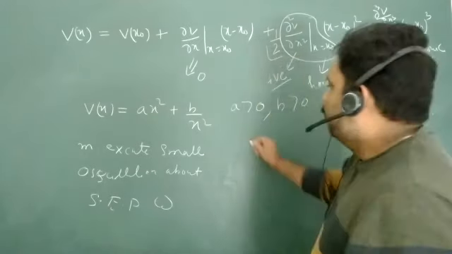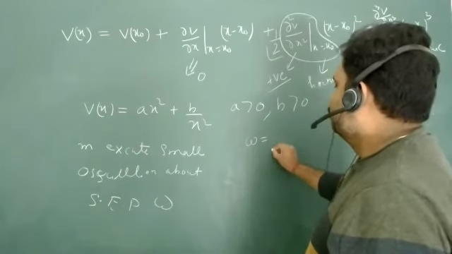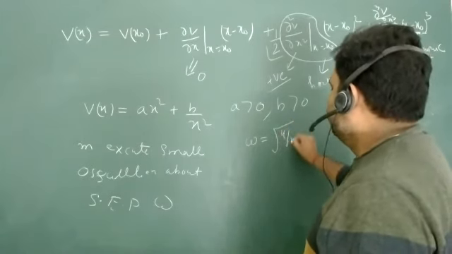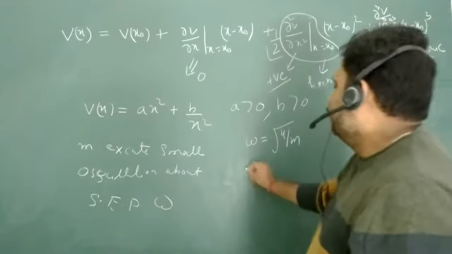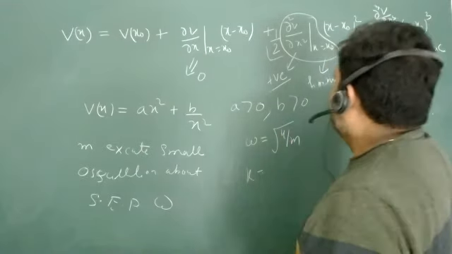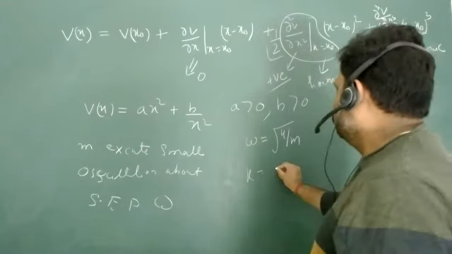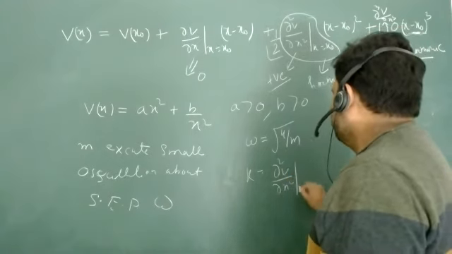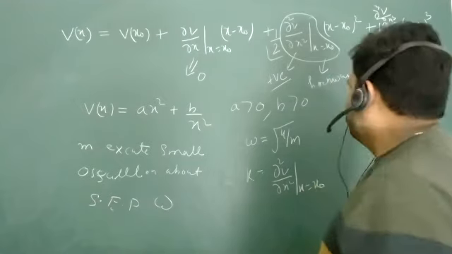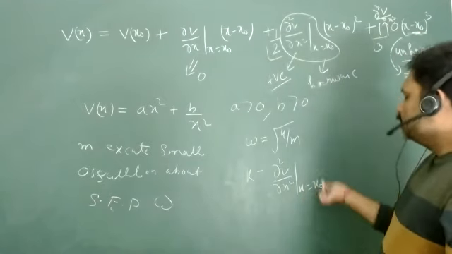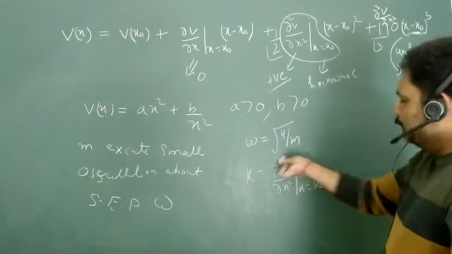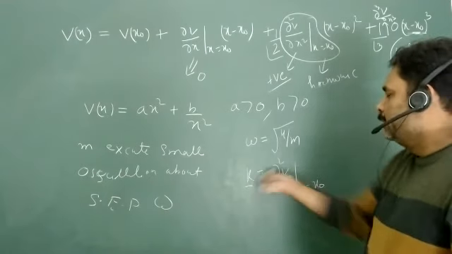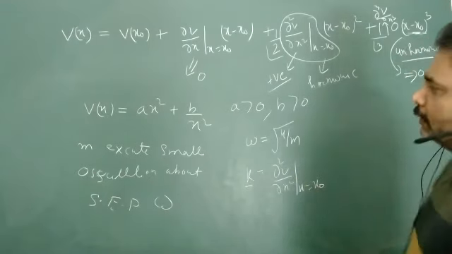So what is my omega? My omega is root under k upon m. What is my k? For my theory, the k is d square V upon dx square at x is equal to x naught. So what do I have to do? I have to first calculate my x naught, and then I have to calculate this number k. Let us try to calculate this one.